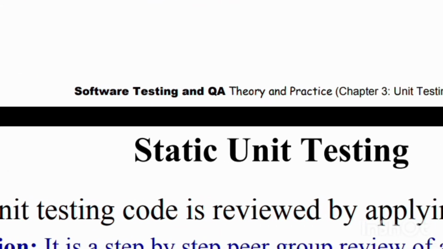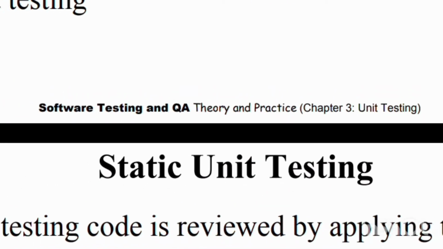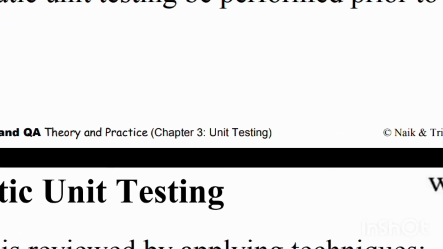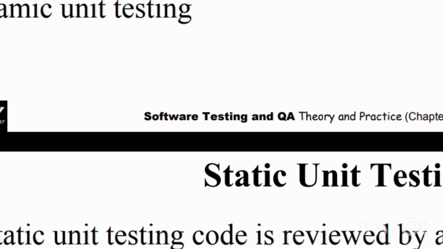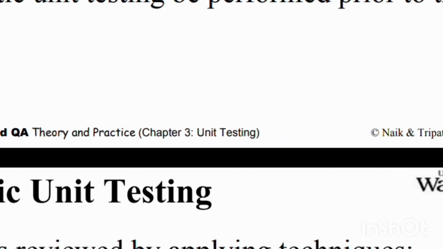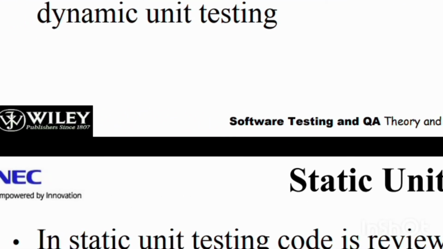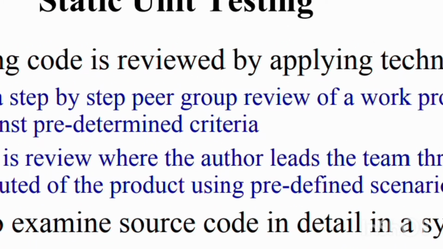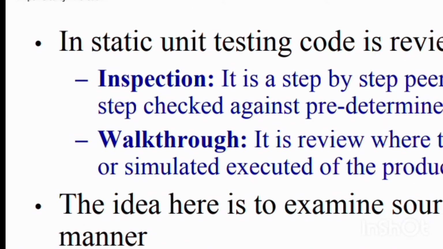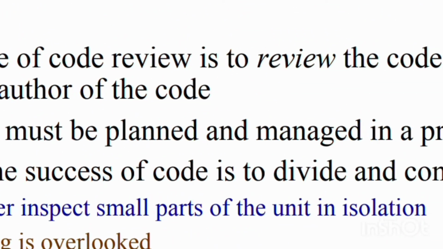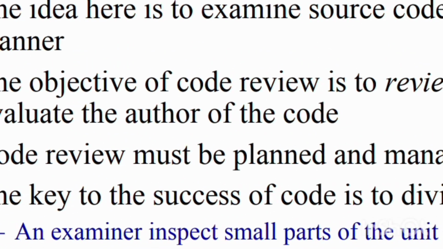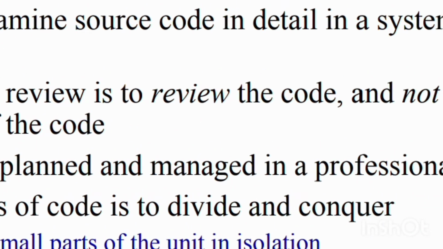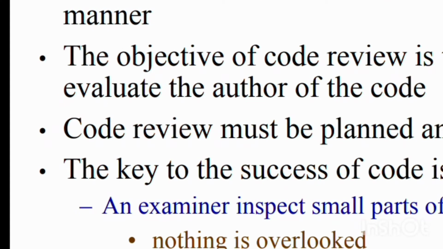Walkthrough is a review where the author leads the team through a manual or simulated execution of the product using predefined scenarios. The idea here is to examine source code in detail in a systematic manner. The objective of code review is to review the code and not to evaluate the author of the code.